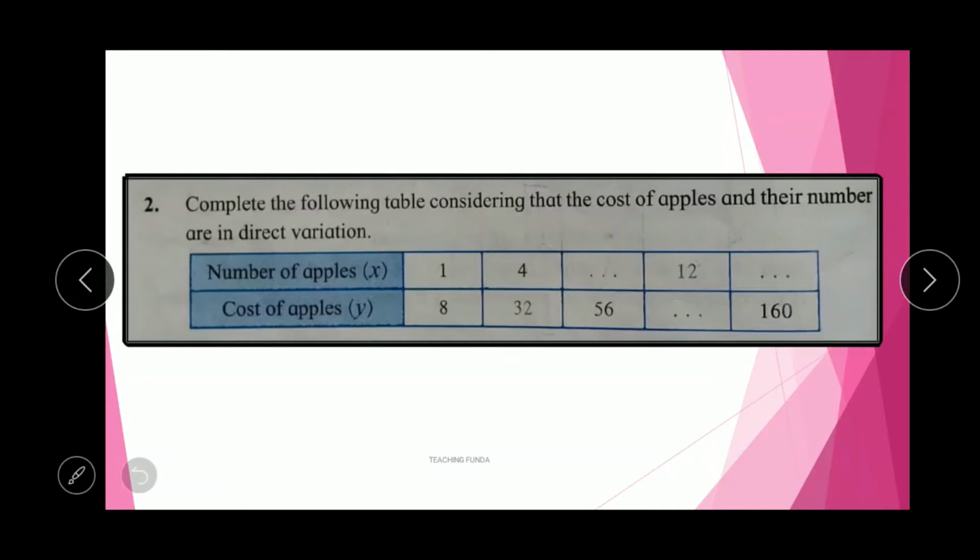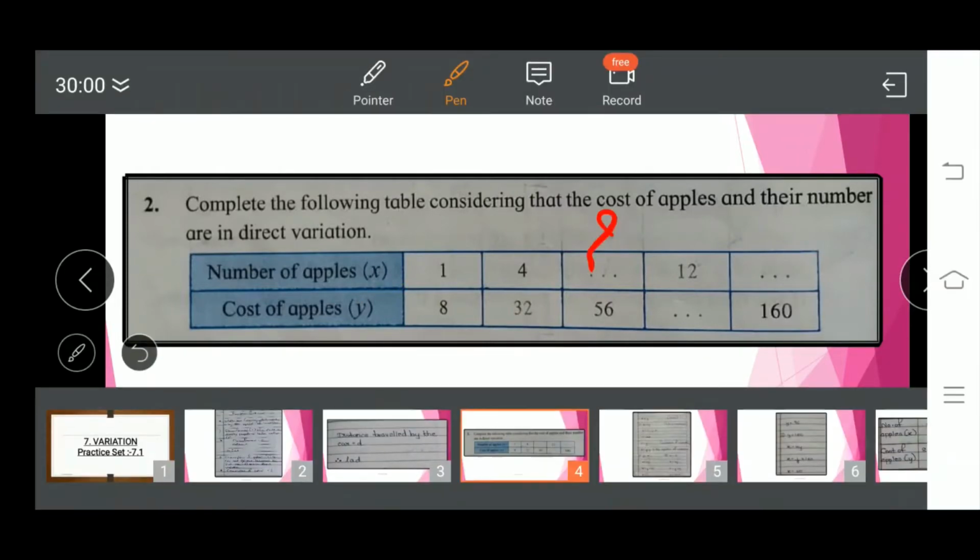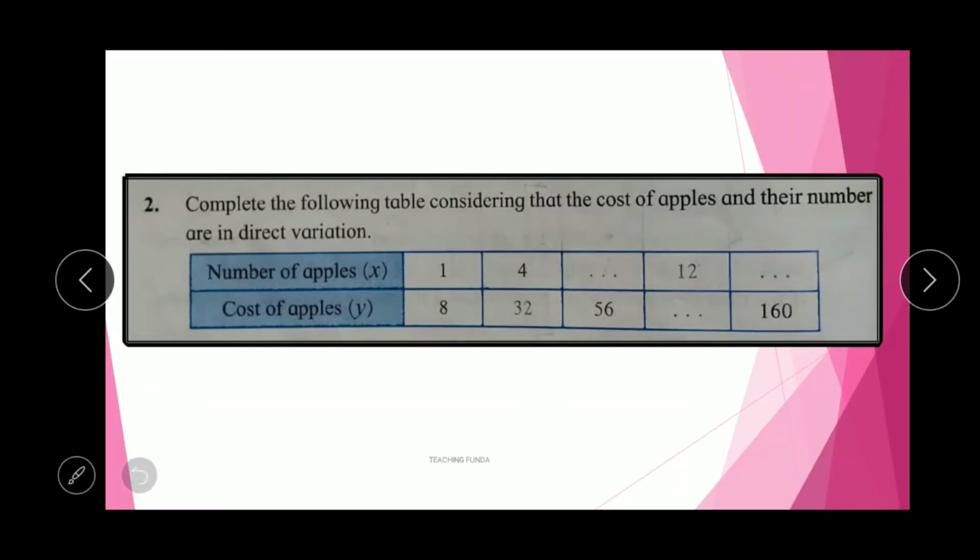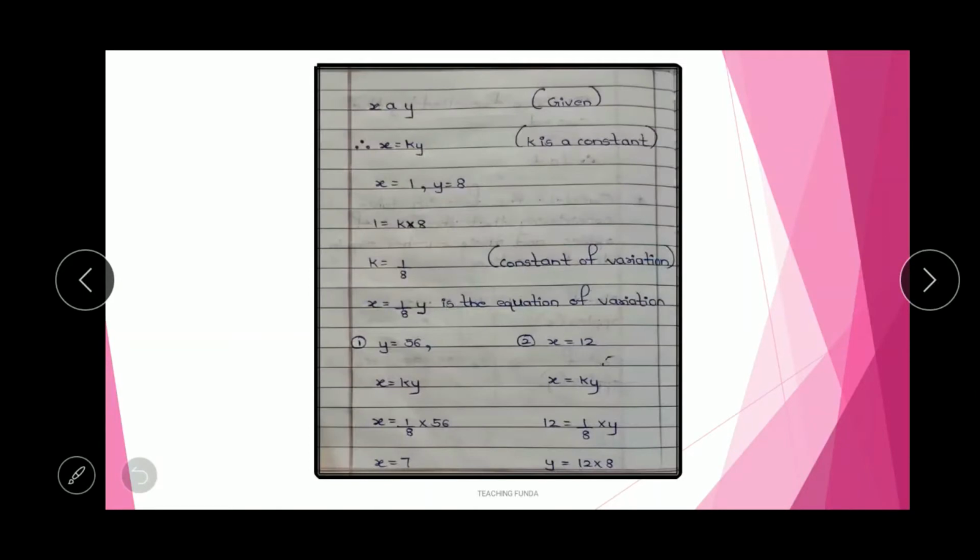Now the next question in practice set 7.1 is: complete the following table considering that the cost of apples and their number are in direct variation. Symbols are given for the number of apples and the cost of apples. In place of the blank you have to fill the number. Always remember, if this kind of table comes, the first column is always filled. So you have to take these two numbers into consideration for finding out k, the constant of variation.